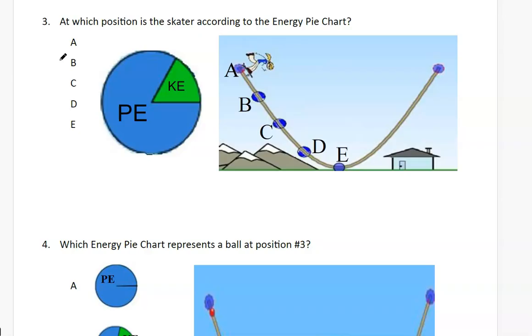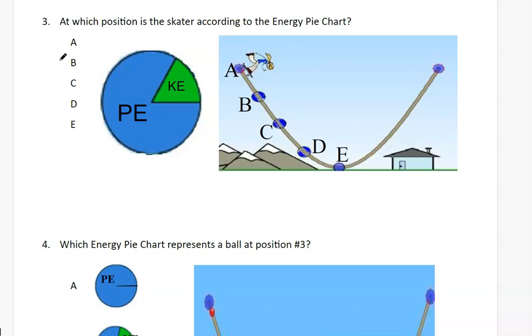At B, there is still a lot of gravitational potential energy, but now the skater would be moving at B, and you would expect some kinetic energy. By C, they're halfway down, so half of the energy would be in the form of potential energy, and half would be in the form of kinetic energy.